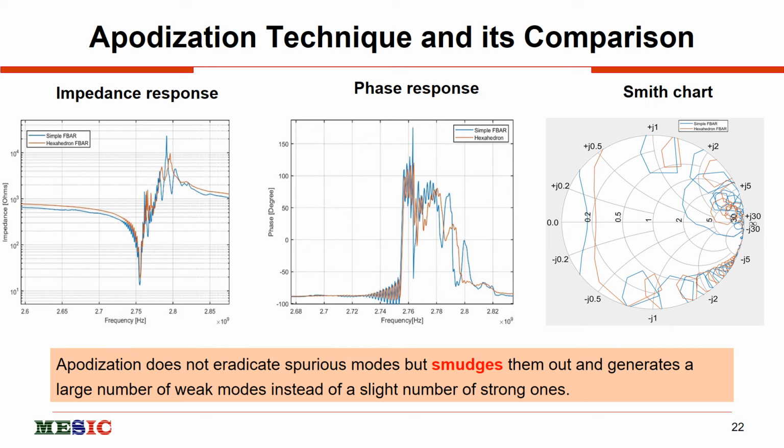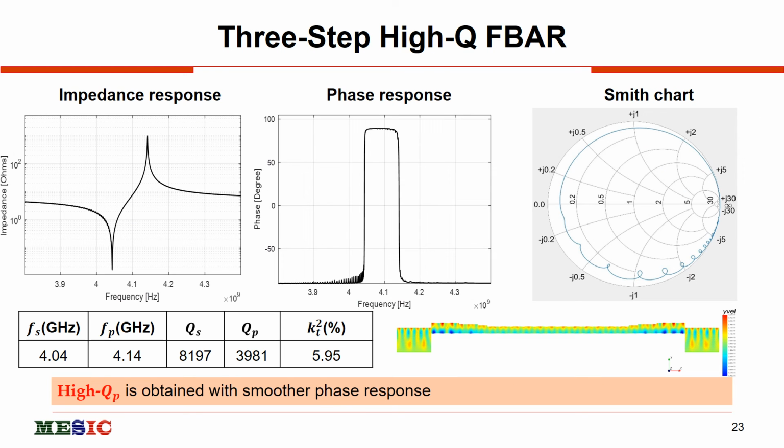Further we can see the comparison of the apodization techniques, and you can see that the simple FBAR design has more loss rather than the hexahedron, but this does not minimize the spurious resonances completely. So implementing the three-step design, we have minimized the losses, and you can see that a smoother bandwidth has been achieved. And in the Smith chart, we can also see that the unwanted resonance or minimum error has been achieved.